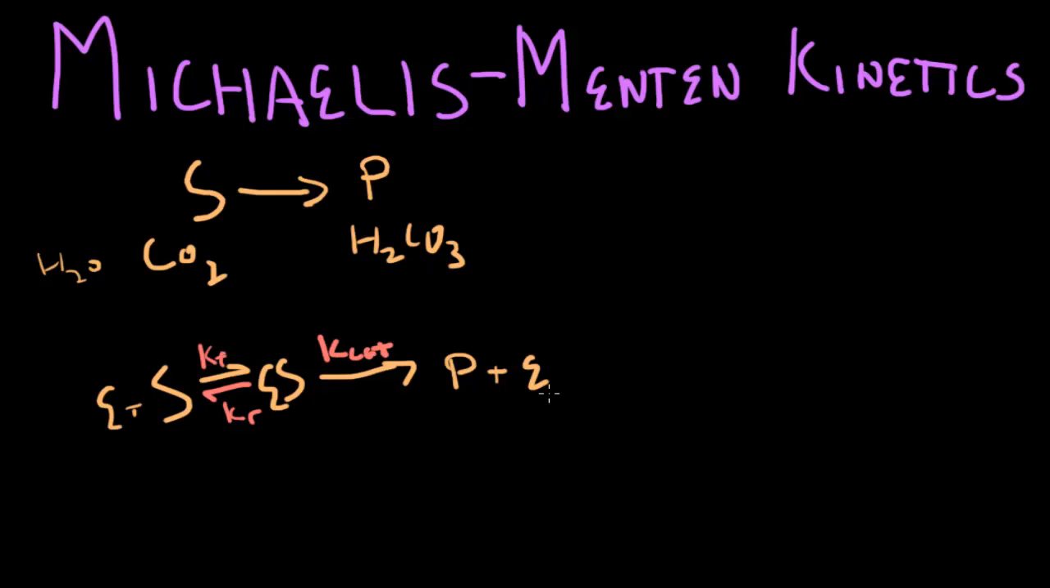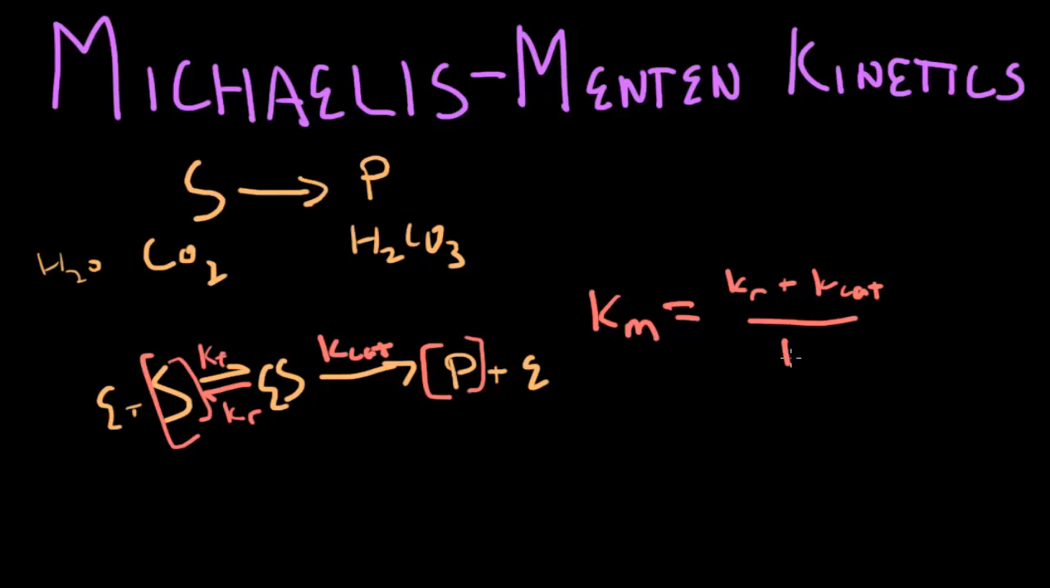As you can imagine, it would be pretty hard to measure KF, KR, KCat. Off the top of your head, you might not be able to think of a single way you could do this. It seems a lot easier just to measure the substrate concentration and the product concentration. And so that's what we actually do. We convert these three terms into one new one that we call Km, the Michaelis-Menten constant, which is equal to KR plus KCat over KF.